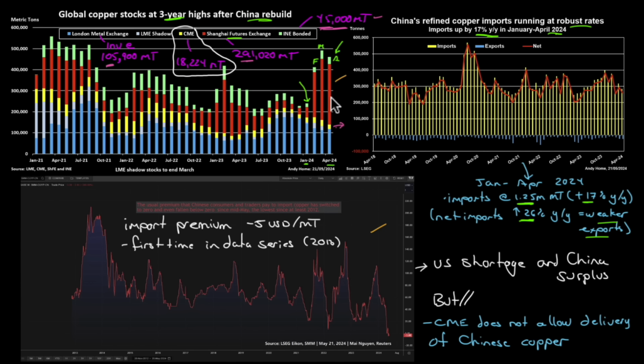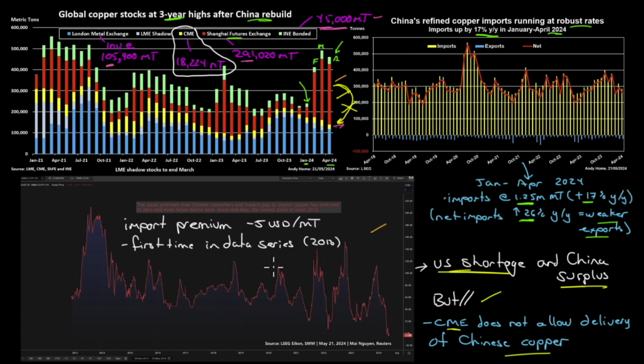So we have a situation, as we can see in the first chart, where you have a US shortage and a China surplus. Here's the problem. The CME does not allow delivery of Chinese copper. So you cannot just redirect this. You cannot say, well, there's a lot over here and there's a shortage over here. And those who are short the copper contract either have to cover or deliver. Why don't they just deliver this? Can't. Same with Russian copper. You can't do that. So copper has been heading into China.